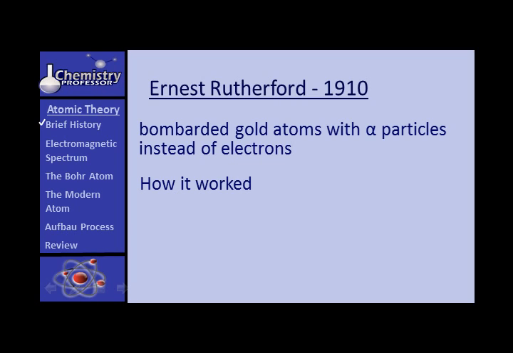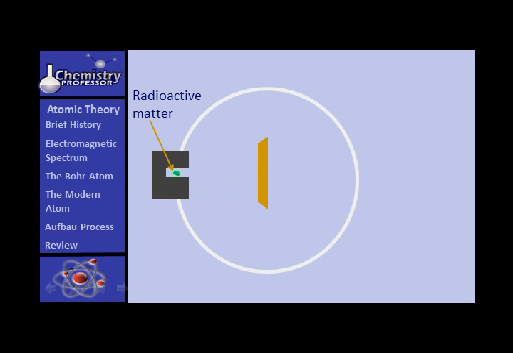Now here's an idea of how Rutherford's experiment went. He had a radioactive material that emitted alpha particles. That's over on the left. That's kind of a glob, and it was firing alpha particles at the thin sheet of gold foil.